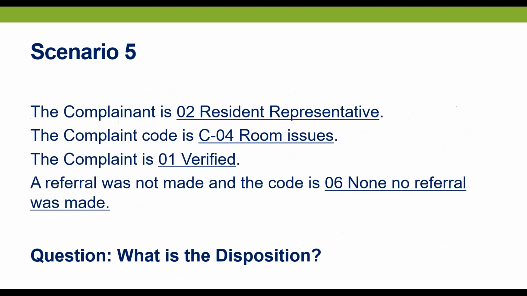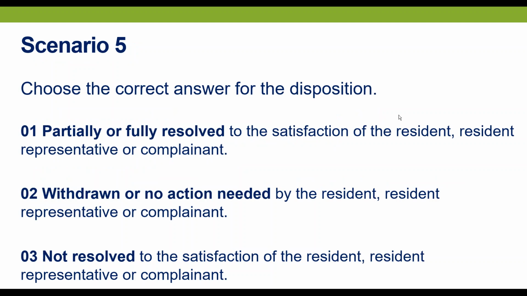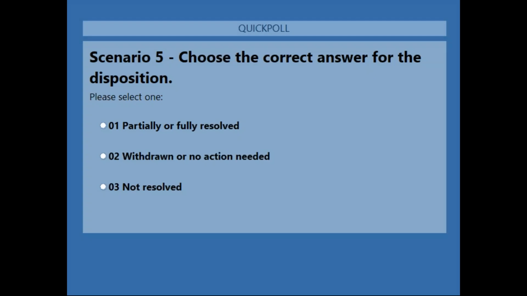Next slide. The complainant is O2, resident representative. The complaint code is C04, room issues. The complaint disposition is 01, verified. A referral was not made, so the code is 06, none. And our question to you in the poll is, what is the disposition? So if you could answer that poll question, please.